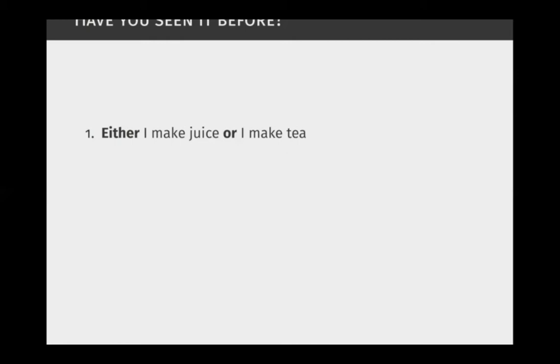We claim that you have seen logic and you have used logic in your life even before attending these lectures. Consider the following statements. Either I make juice or I make tea. Now, there are some highlighted words. We will discuss those words in our next few slides. But at the moment, I'm only giving you examples that this is indeed logic in action.